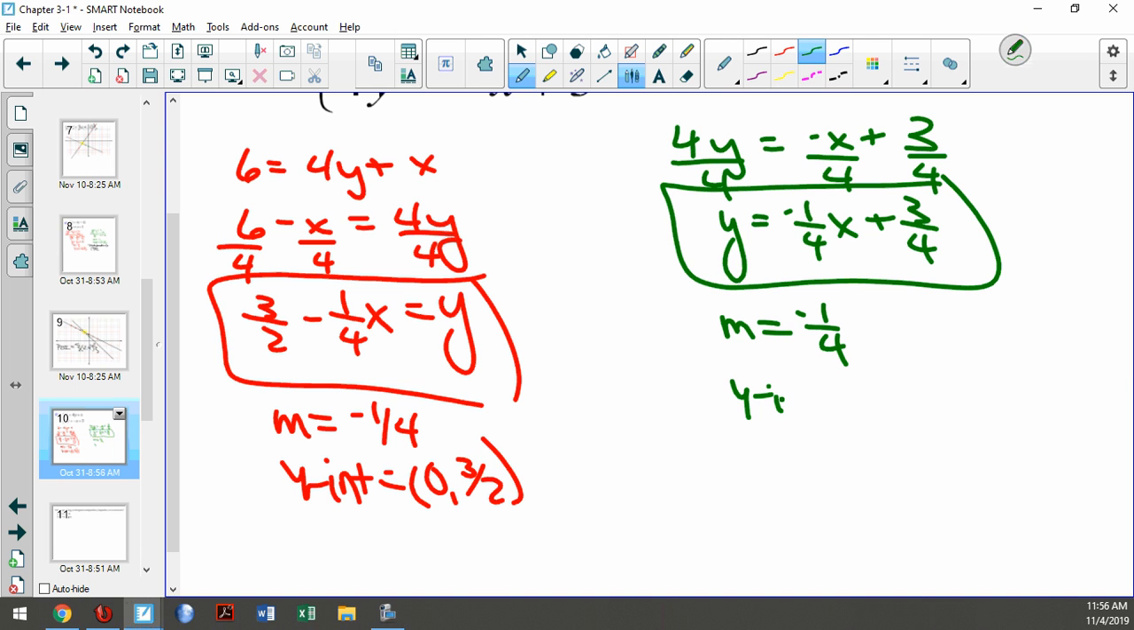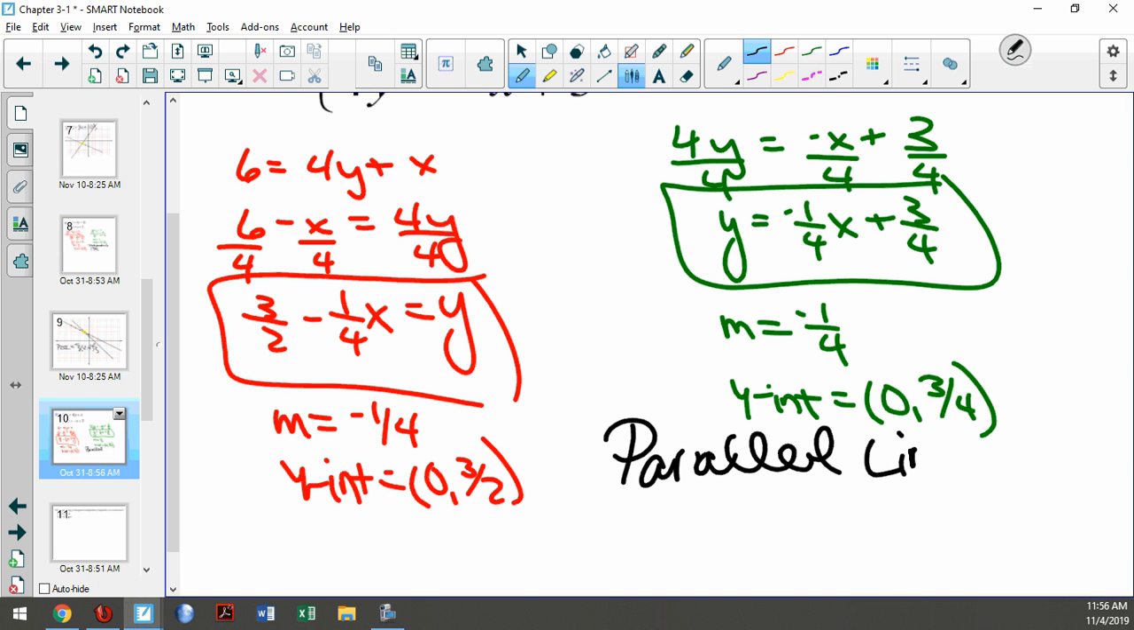-1/4. And what's my y-intercept? 0, 3/4. Are my slopes the same or different? They're the same. So now, are my y-intercepts the same, making it the same exact equation, being dependent? Or are my y-intercepts not the same, being different, making it railroad tracks, being parallel lines? They're different. So therefore, this means that I'm going to have parallel lines, which means it's an inconsistent system.